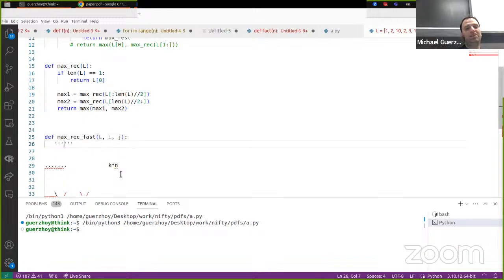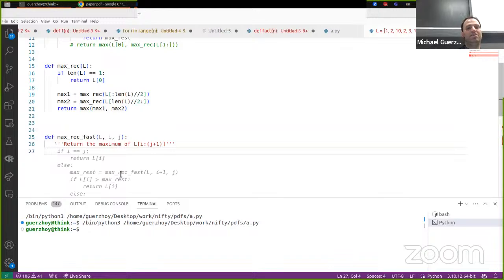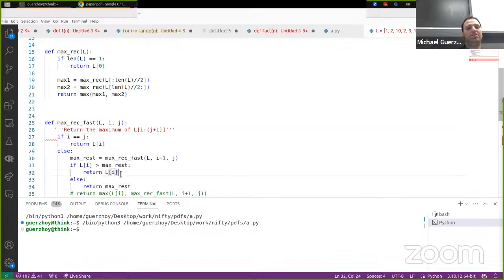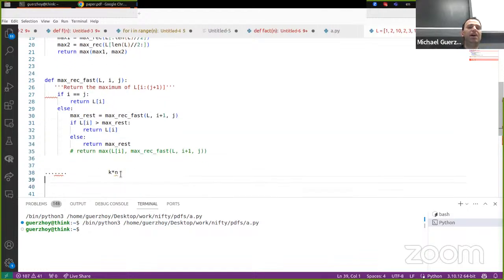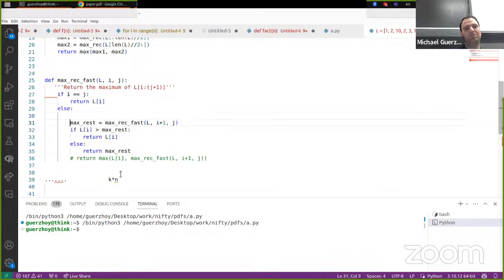So this would be like this. And here I'll say, okay, if i is equal to j, then the maximum from i up to j, inclusive of j, is just L at i, which is the same as L at j. And otherwise, the rest of the list is, I want to do halves.